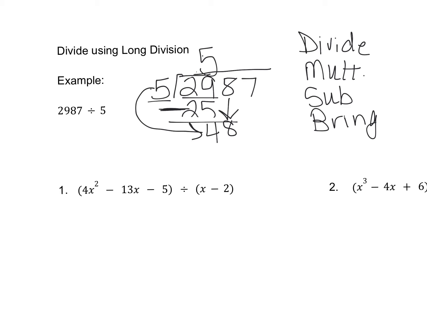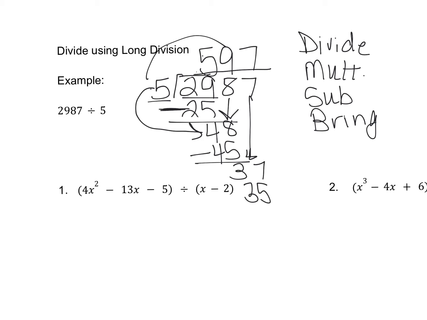How many times does 5 go into 48? 5 times what will get me as close to 48 without going over? That would be 9, and then we multiply, we get 45, and then we subtract and get 3, and then we bring down our 7. 5 times what gets us as close to 37 as possible without going over? That would be 7. 5 times 7 is 35. We subtract and get 2.